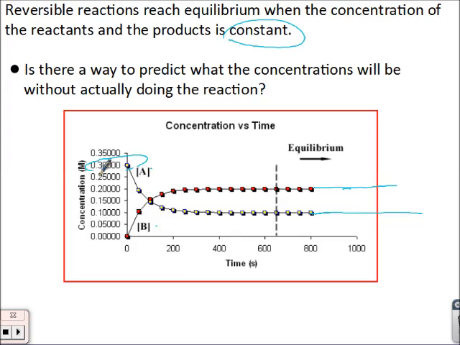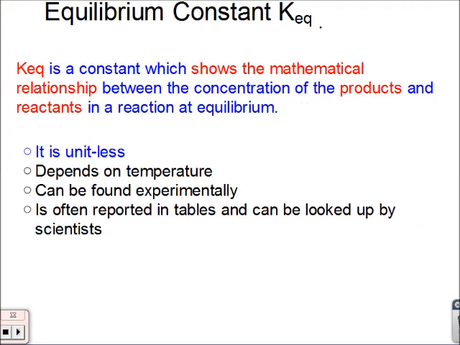I was given a concentration of A of 0.3. B started out at 0. How do I know what this endpoint is? And is there a way to actually predict it? And the answer is yes. In chemistry, there's always a way.